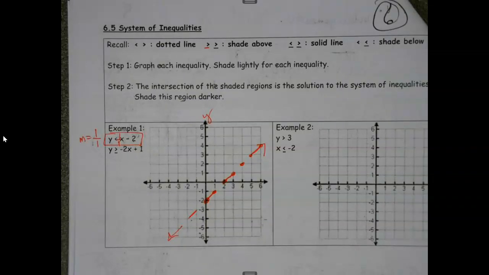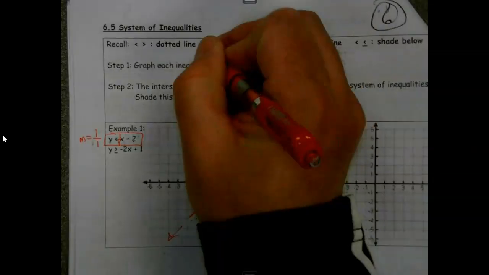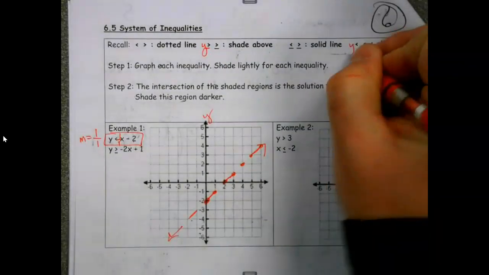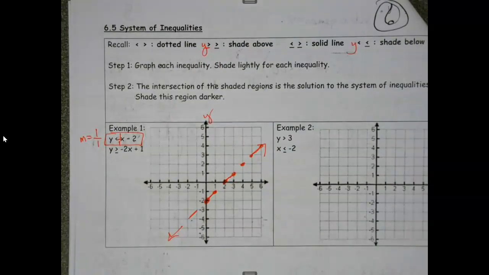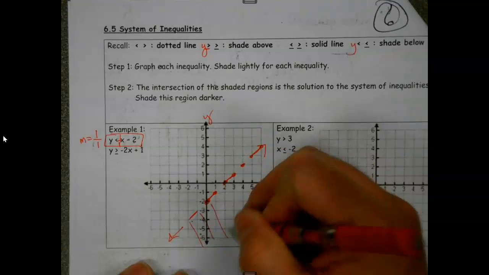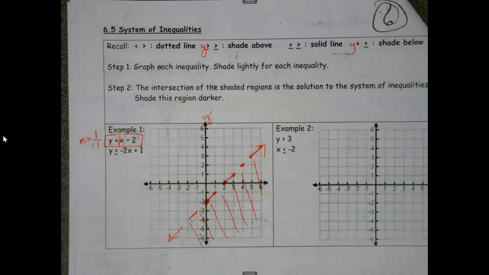As far as the shading goes, if when I'm looking, the arrow is pointing at my y, if it is less than, which this is, okay, we're going to shade below the line. Now don't do it real dark. If you're using colors, we're just going to put some lines in there for right now, so I know what I'm going to be looking for here in a bit. So I get that one done.